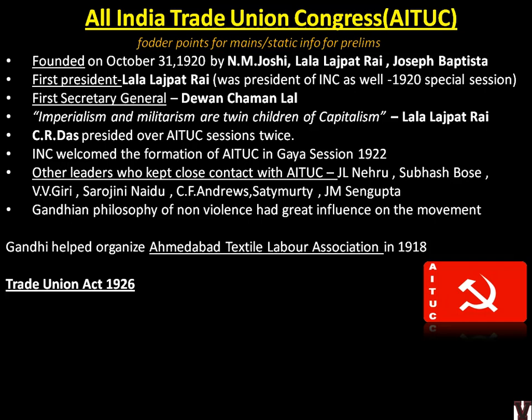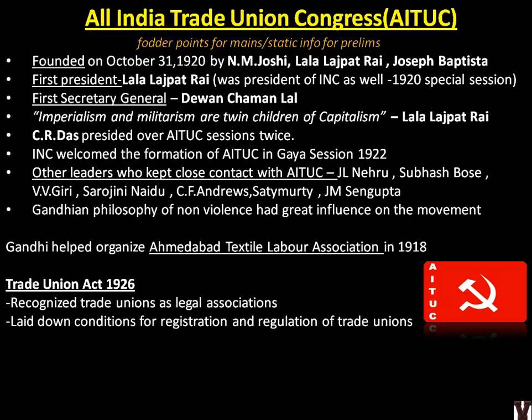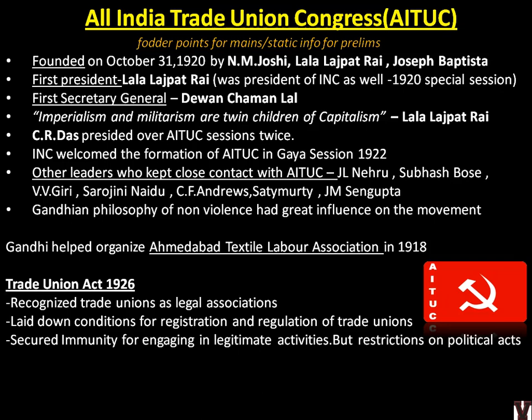Trade Union Act was passed in 1926. These are some conditions or features of it. It recognized trade unions as legal associations, laid down conditions for registration and regulation of trade unions, secured immunity for engaging in legitimate activities but with restrictions on political acts. So it's like giving more freedom or formal recognition to all the trade unions or associations, and all the conditions were set.